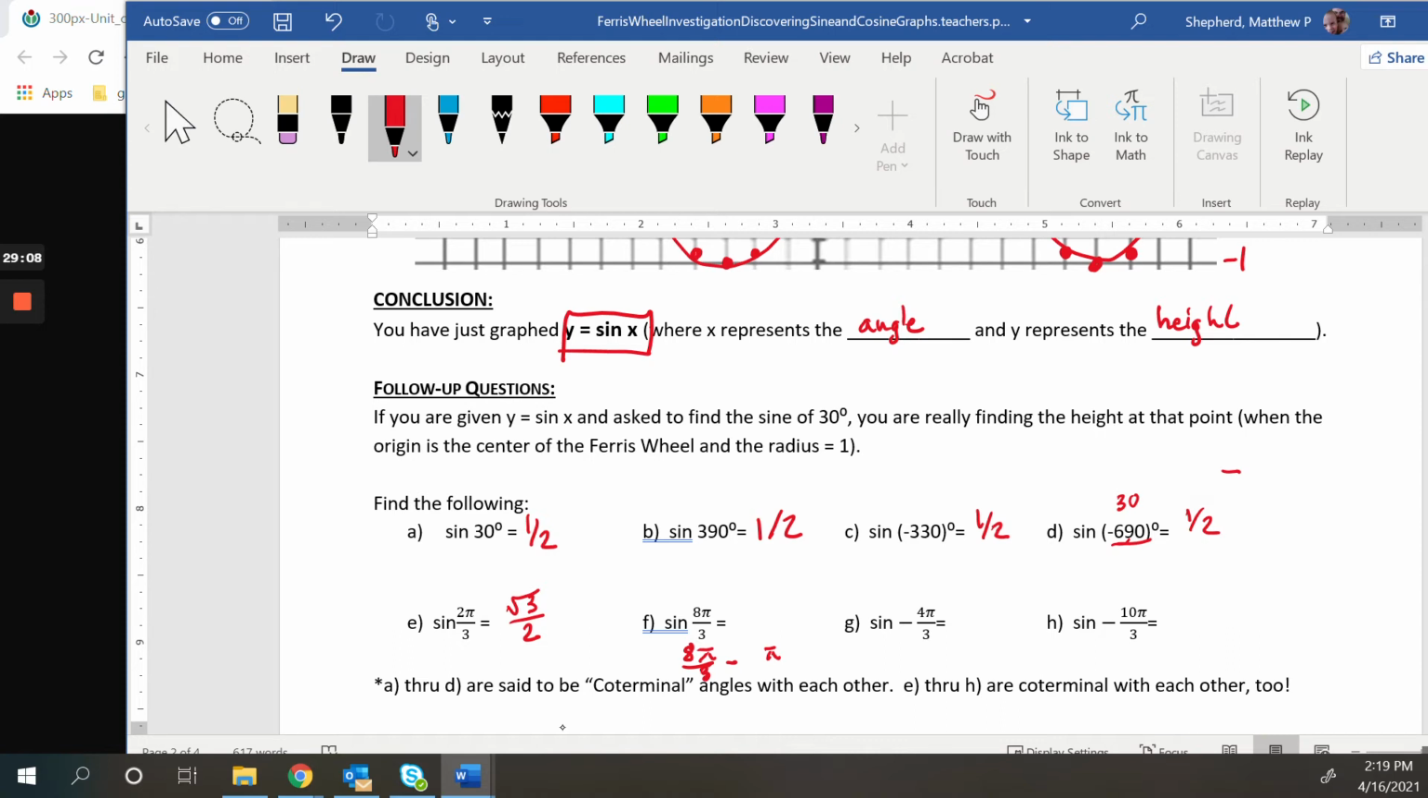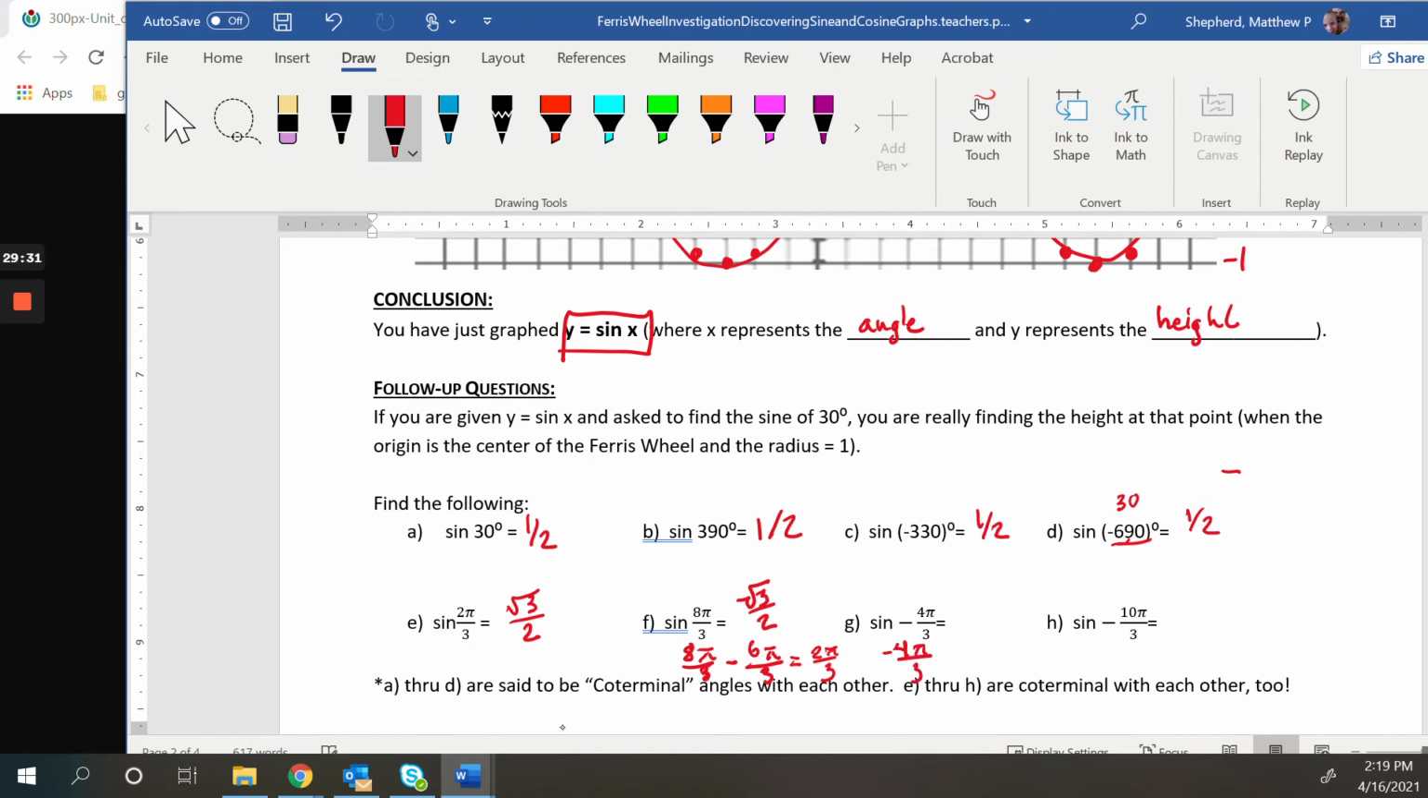So I can multiply top and bottom by 3 and get 6 pi thirds. Notice 6 divided by 3 is still 2, so it's still a 2 pi. So as I subtract out that circle, I get 2 pi thirds. Same exact thing. Square root 3 over 2. And I would continue that. This negative 4 pi. Sweet.